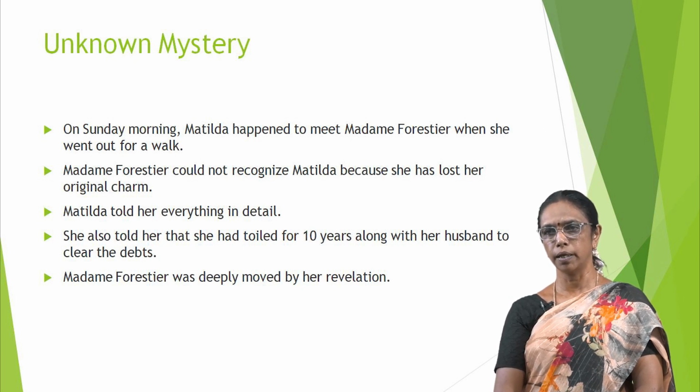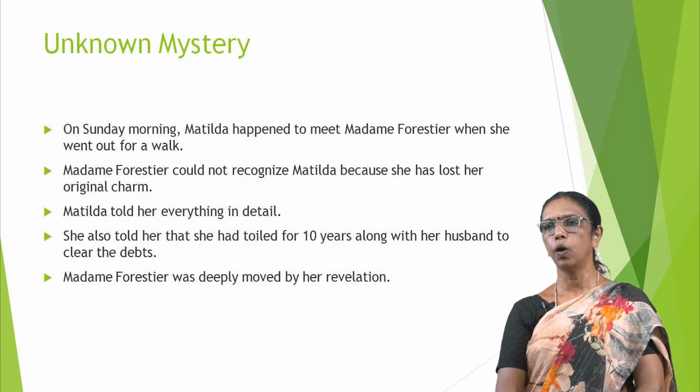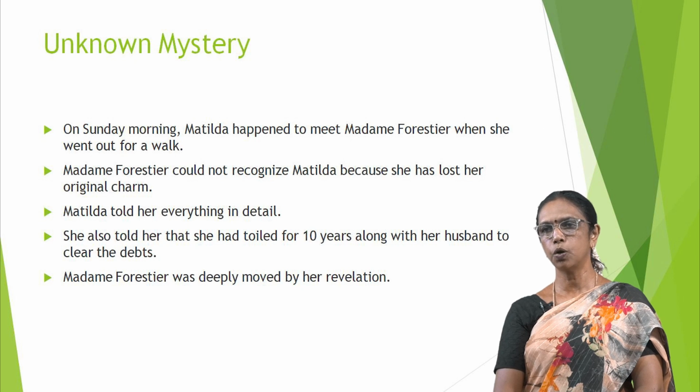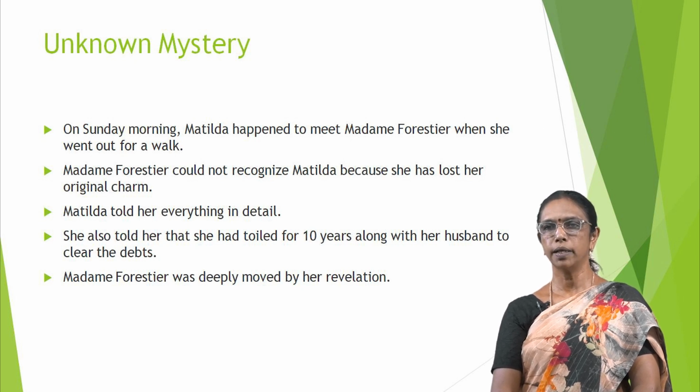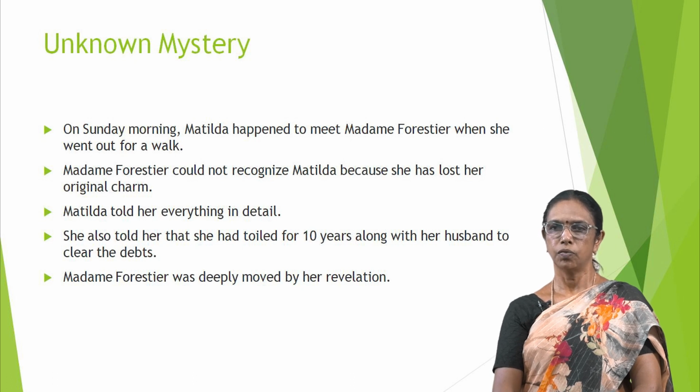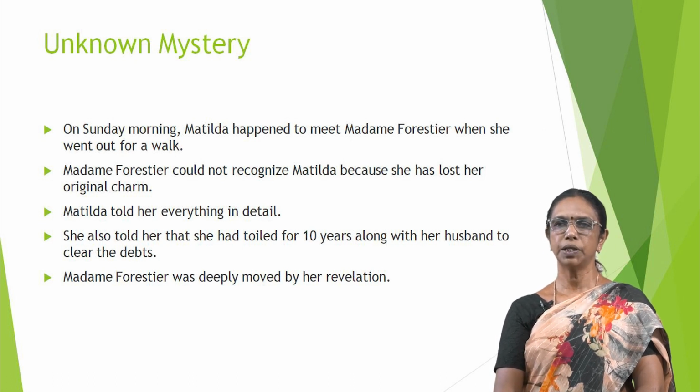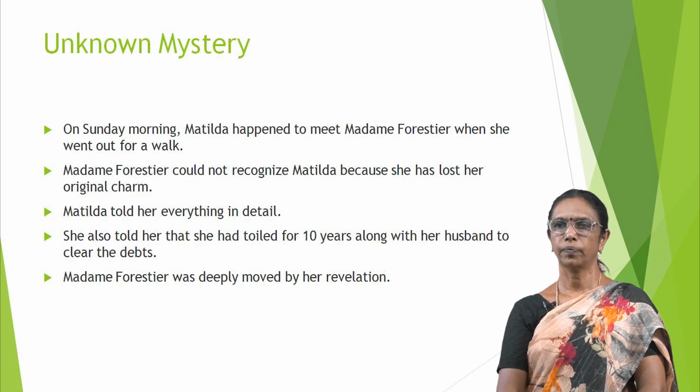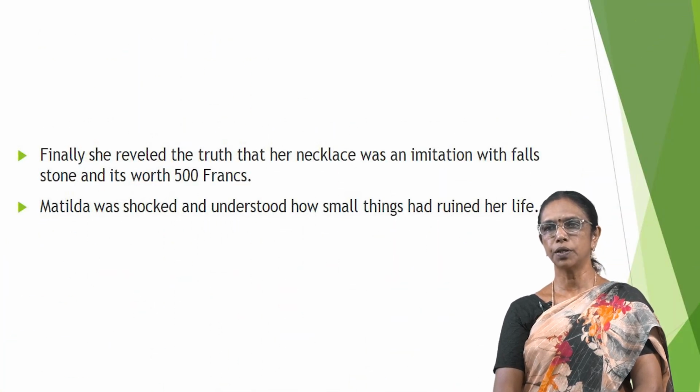Matilda told everything in detail. She also told her that she had toiled for 10 years along with her husband to clear the debt. So, in order to repay the amount for which they bought the necklace, they had to work for 10 years. She told that story to her friend Jenny, but her friend was deeply moved by the revelation, and finally she revealed the truth that the necklace was an imitation with false stones and worth only 500 francs.